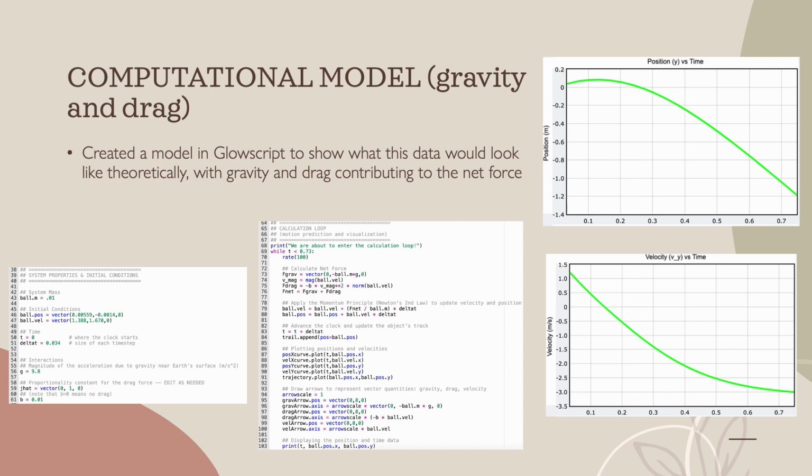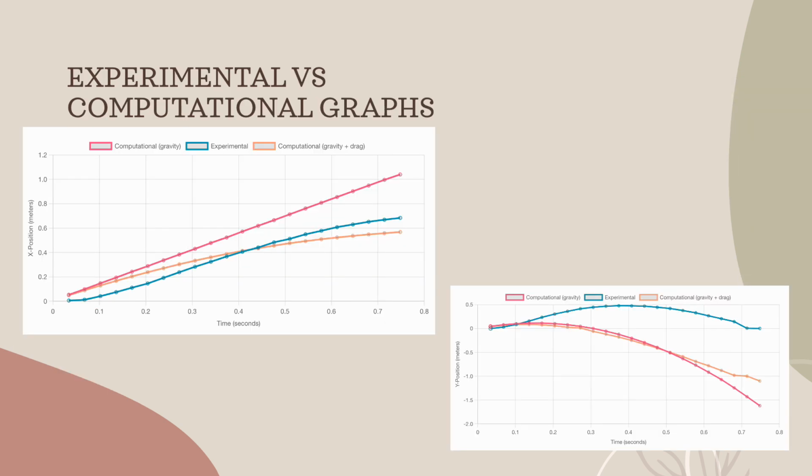And then also in our calculation of the net force in the calculation loop, we had it so that there was actually drag being considered. And you can see how this changed the position graph and the velocity graphs on the right. So here is the experimental and computational data all in one graph. The one on the left is the X position, and the one on the right is the Y position.